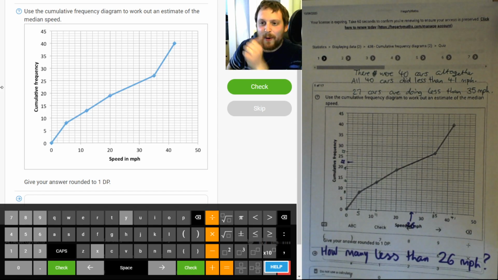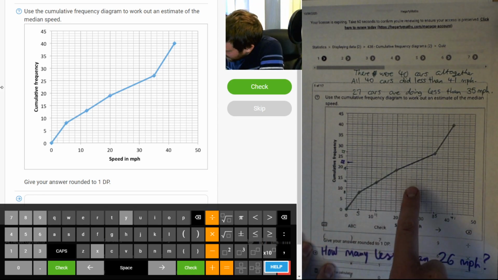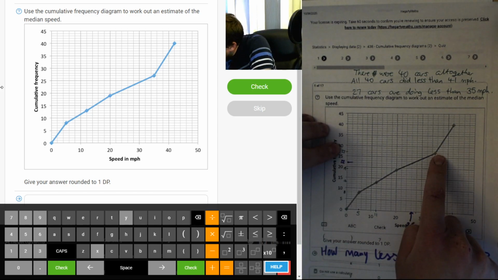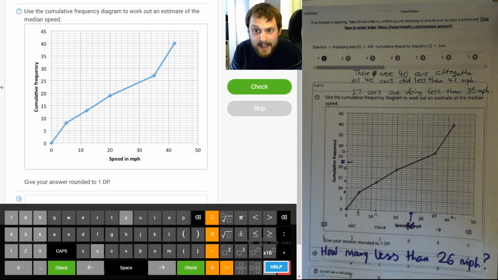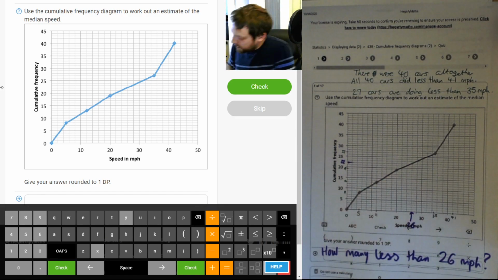You could pause the video and I could be doing this for ages, but anyway, you can pause and have a think. The answer is no, it's not guaranteed to be 22. Let me explain why. It's because between 20 and 35, we've got 27 take away 19, which is 8. So there are 8 cars that we're doing between 20 and 35.